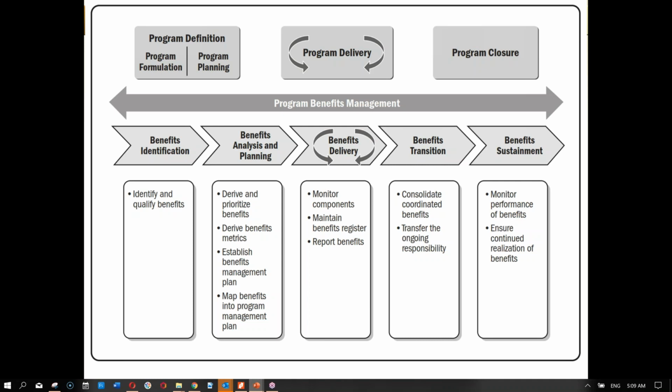So once our overall program management plan is ready, isn't it ready by the end of the program definition or program planning subphase?